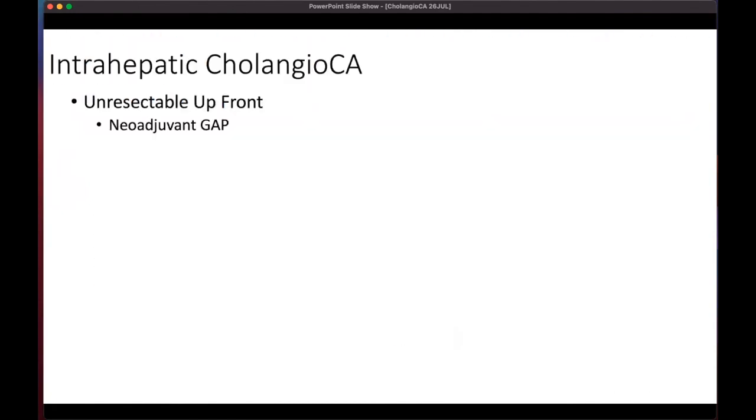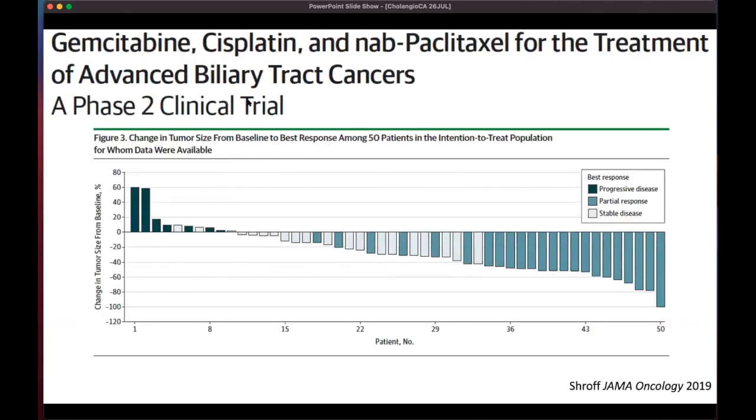Okay. So if you have an unresectable cholangiocarcinoma, the newest, latest, greatest thing out there is what we call neoadjuvant GAP, which is gem, Abraxane, and a platinum. So this is a phase 2 trial. Again, it's not a huge trial. These are the outcomes of each patient. So it's 50 patients. But they gave patients gemcitabine, cisplatin, and nab-paclitaxel. And you can see that most patients had some response. So the progressive disease is over here, really not a lot of progression and a fair amount of response.